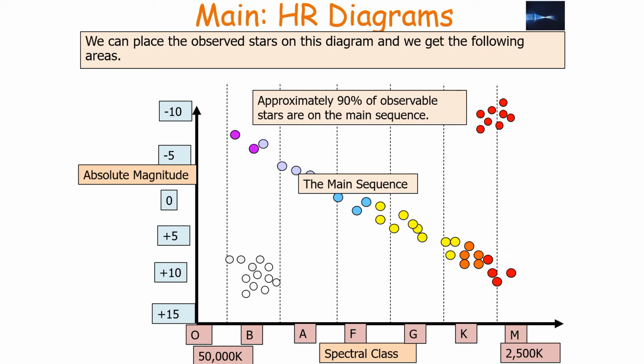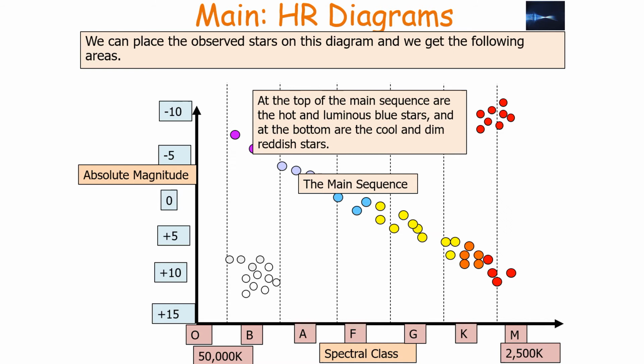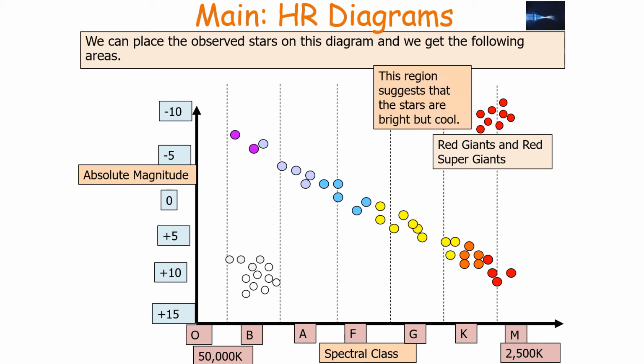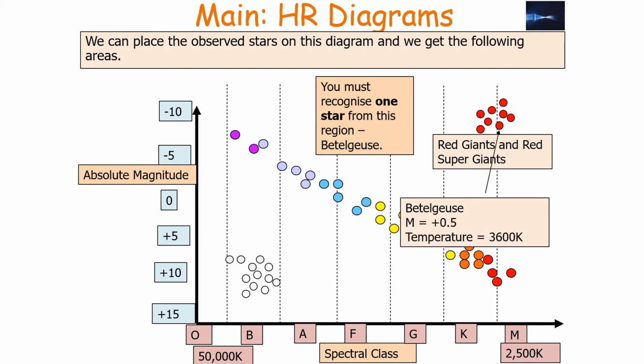Now, approximately 90% of stars are on the main sequence, and at the top of the main sequence are the hot, luminous blue stars, and at the bottom are the cool and dim reddish stars. You then have the red giants and super red giants class, which suggests that these stars are bright but cool. You've got to recognise that Betelgeuse belongs here.